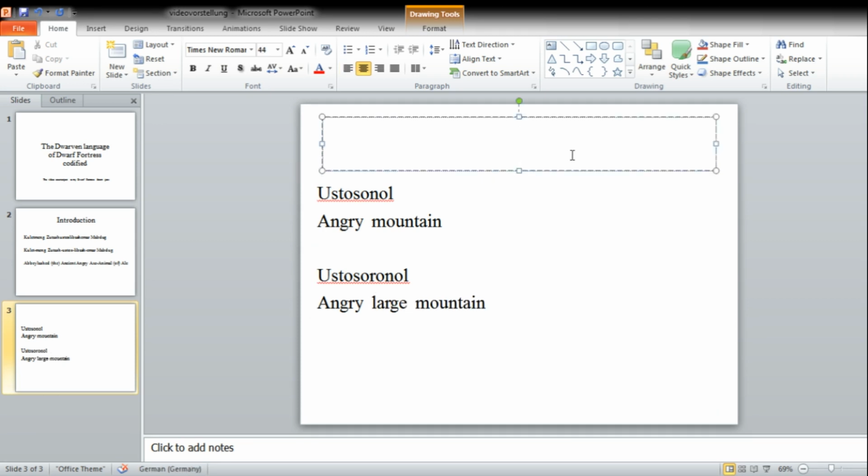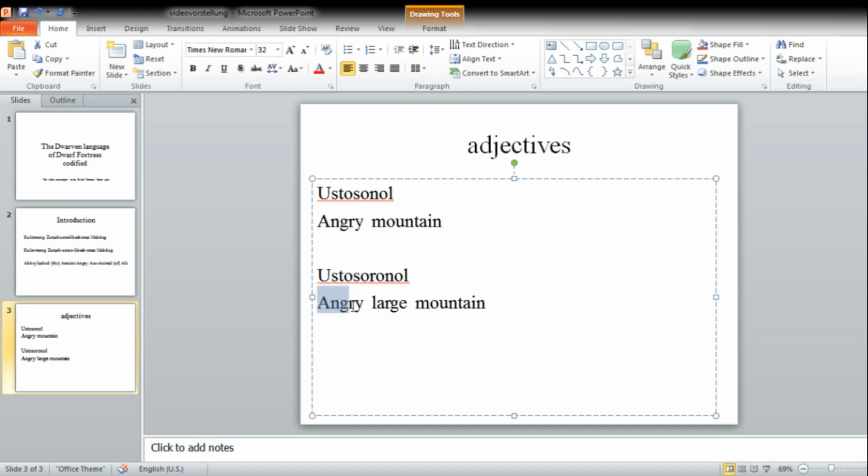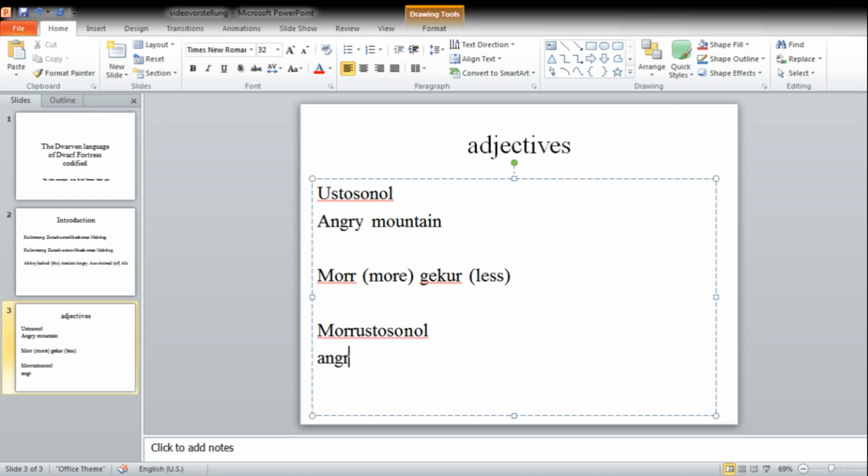So, with adjectives, the most important adjective is written first, in this case angry, and then the thing being described is written at the end, in this case mountain. And then to write comparative adjectives, which are angrier or smaller, you just use an extra adjective, more or gekur. So more means more, and gekur means less. So angrier mountain would be more ustosonol. Angrier mountain. See, more angry mountain. And then if I wanted to make this less angry mountain, it would be gekur ustosonol.